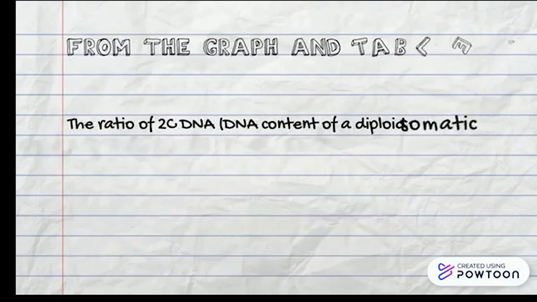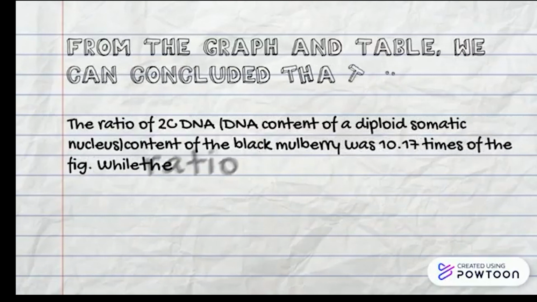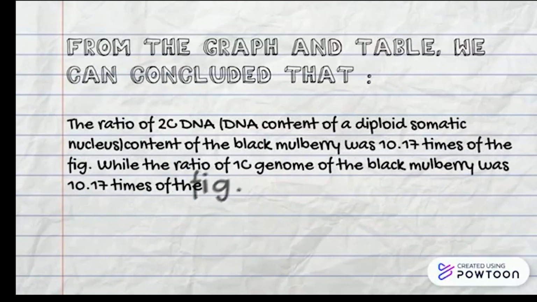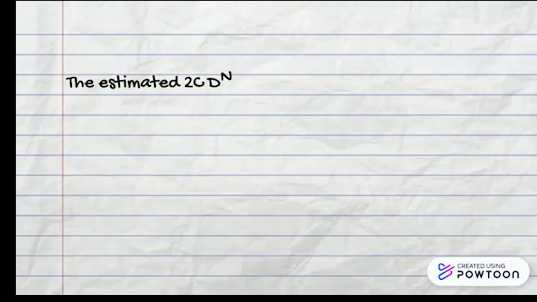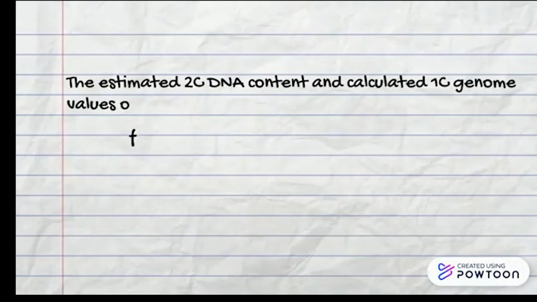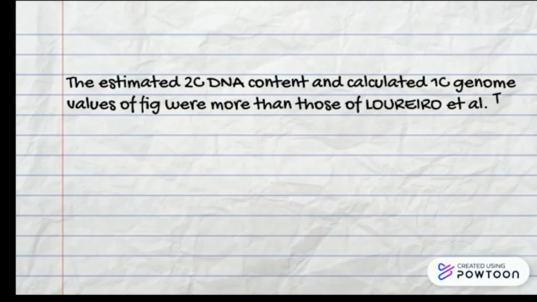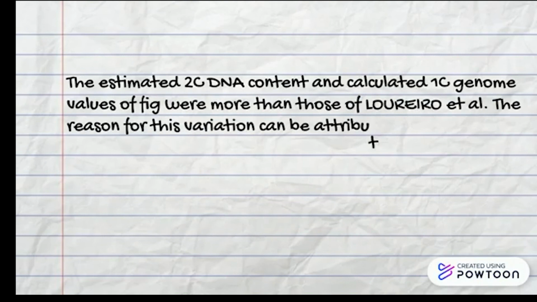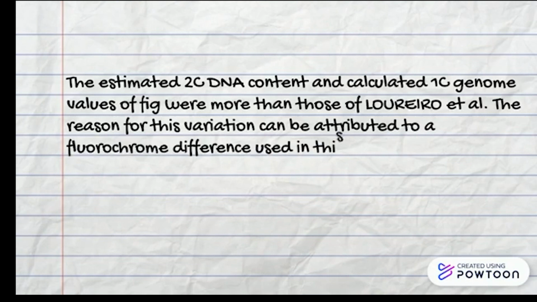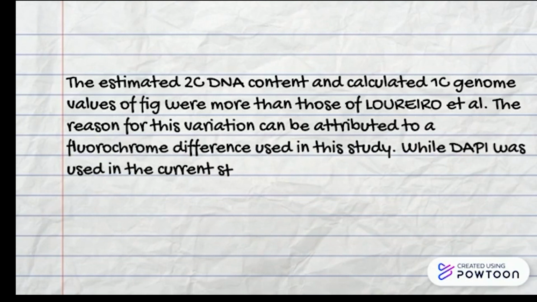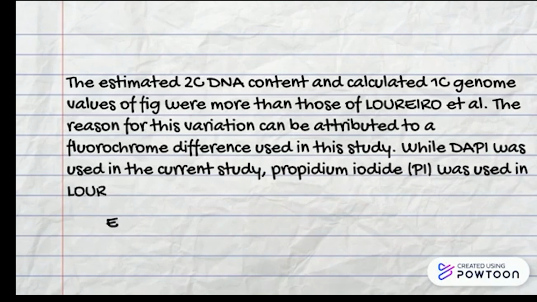The ratio of 2C DNA content of the black mulberry was 10.17 times of the peak, while the ratio of the 1C genome of the black mulberry was 10.17 times of the peak. The 2C DNA content and calculated 1C genome volume of the peak was more than the others. The reason for this variation can be attributed to the fluorochrome difference used in the study.